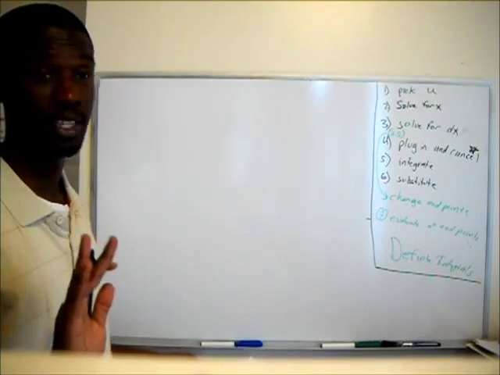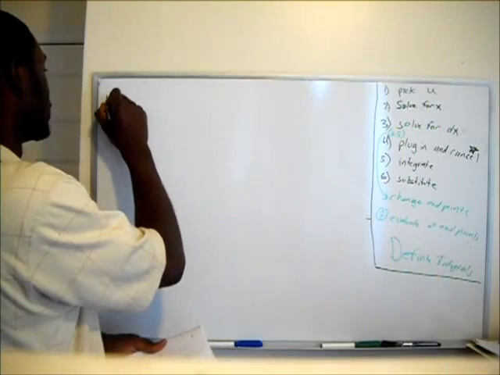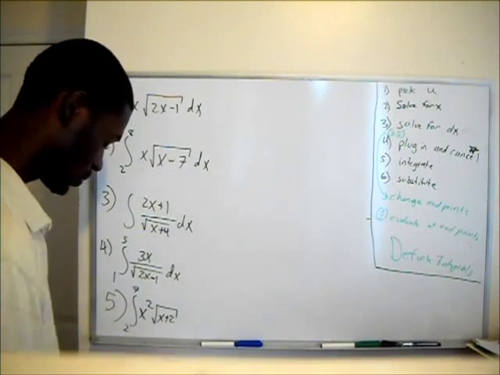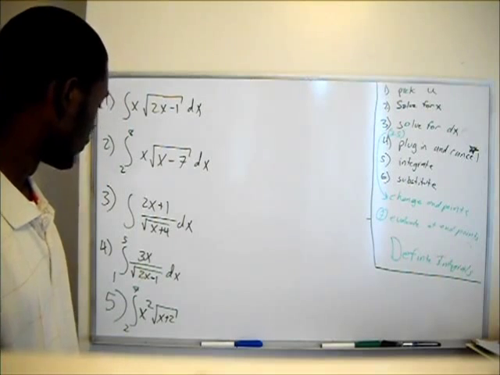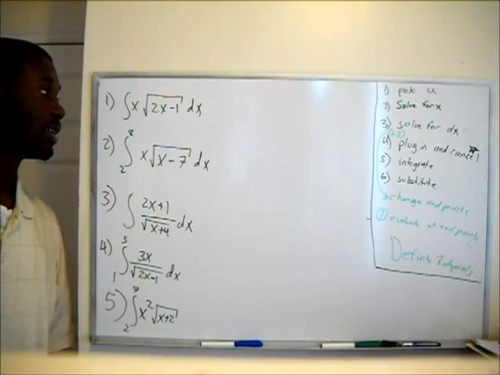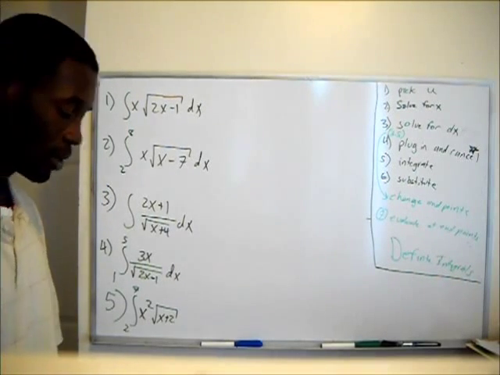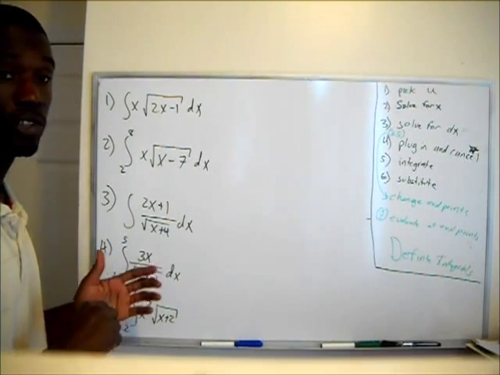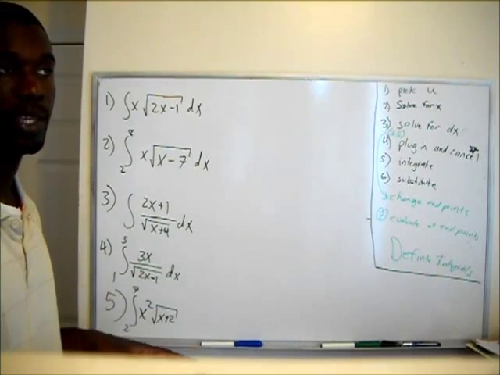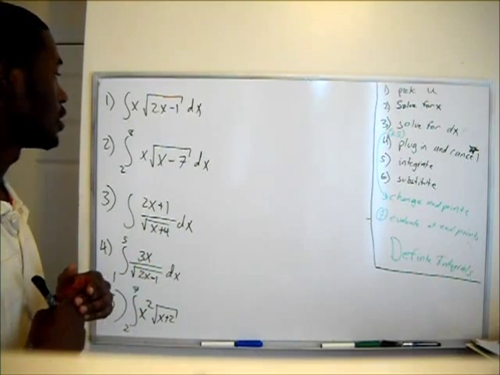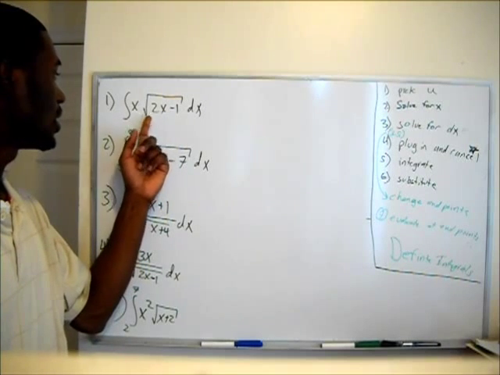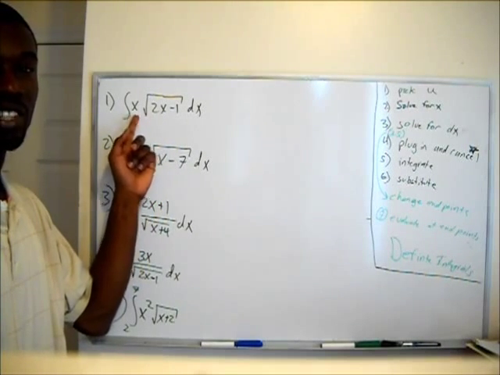So I'm going to write down 5 examples that we're going to cover right here. Alright, so these are the 5 examples. Now, I'm noticing that in all of them, we can't easily identify a u, because usually I would pick a u based on if the derivative is there. So if I pick my u to be 2x, the derivative of 2x is 2. The derivative of that isn't really there.